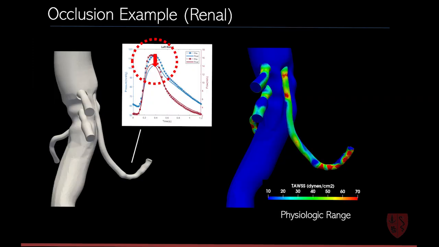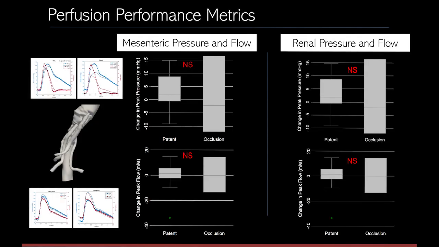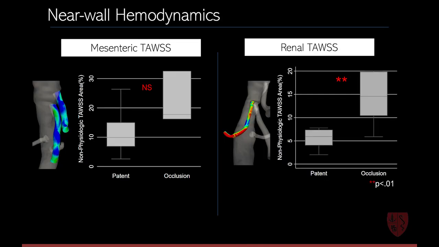Here's another example of a renal artery, similarly decreased estimated renal branch perfusion associated with some wall shear stress abnormalities in the distal stent. Unfortunately, when we looked at the overall perfusion metrics, specifically the branch pressure and flow rate, we did not find any significant hemodynamic differences either in the mesenteric or renal vessels associated with occlusion versus patent branches.